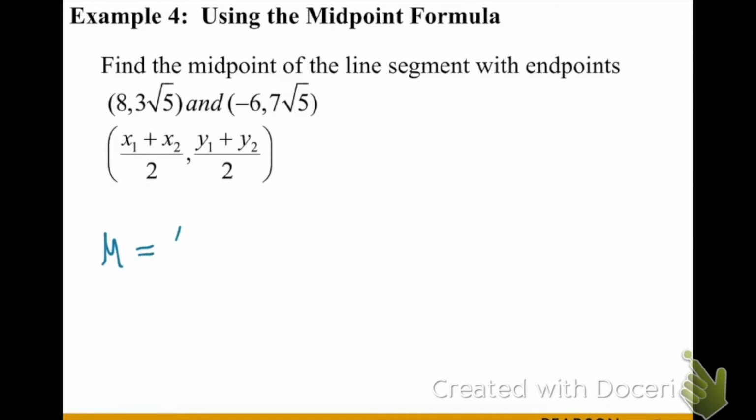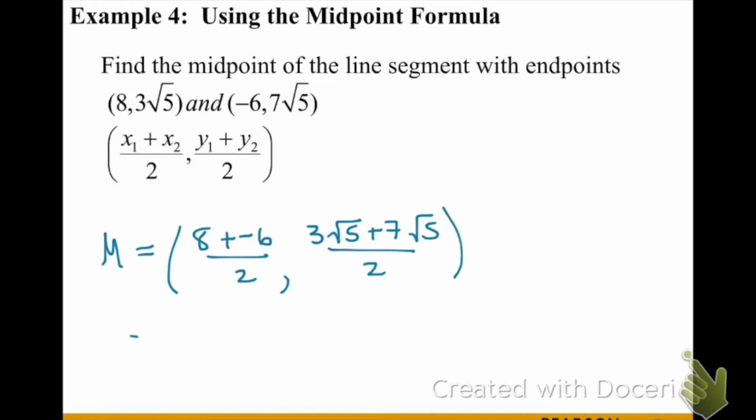Our next example is finding the midpoint of the 2 points (8, 3√5) and (-6, 7√5). We're going to use our midpoint formula just like we did before, averaging out the x's and averaging out the y's. Notice here if we add for our x coordinates, 8 plus negative 6 divided by 2, that will give us 2 over 2.